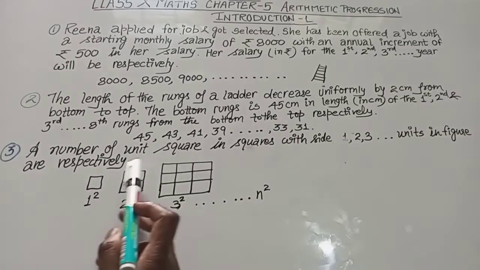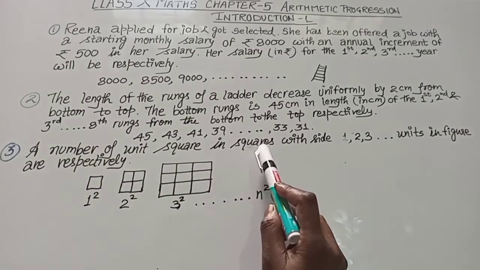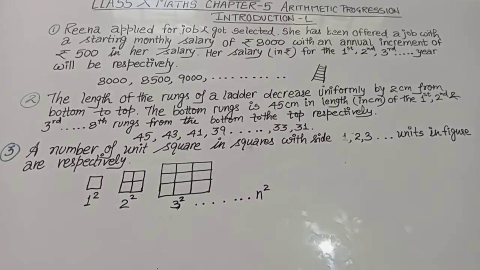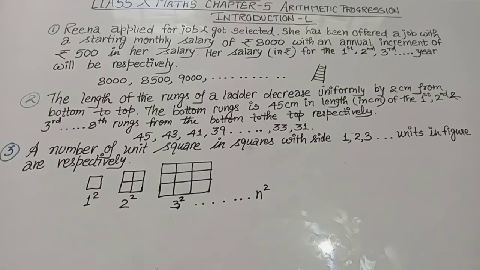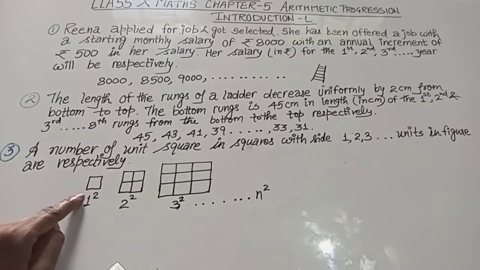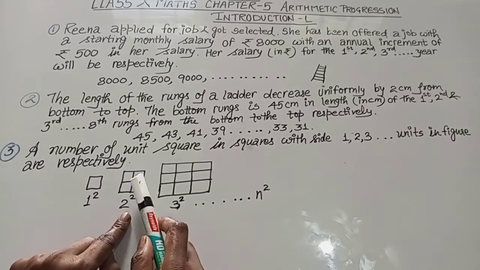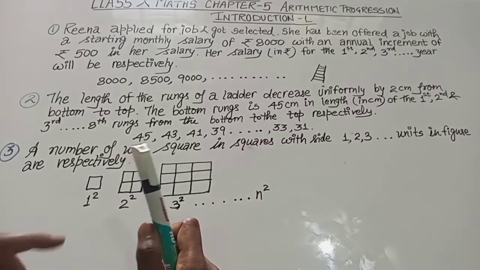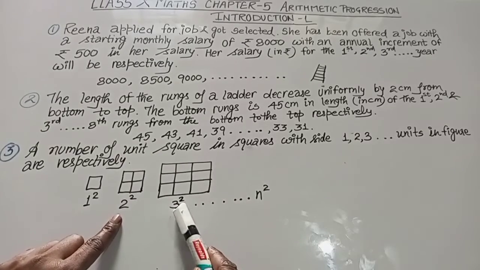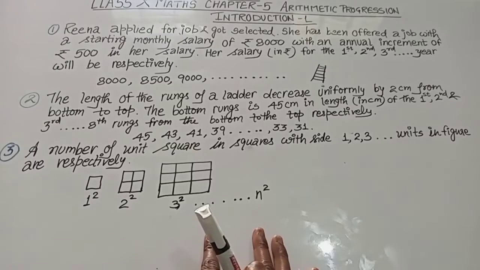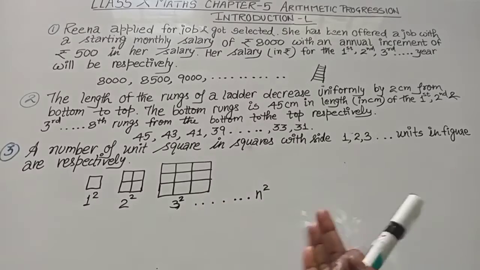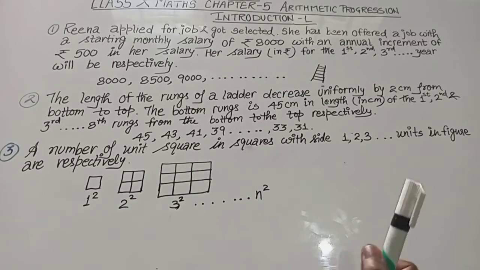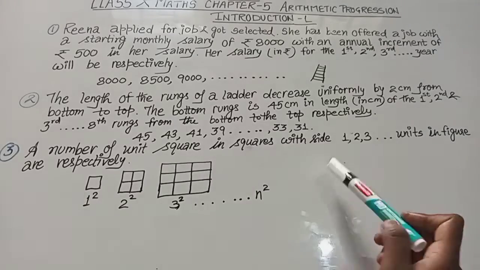Next, the number of unit squares in a square with side 1 centimeter, 2 centimeters, and 3 centimeters. This is 1 centimeter, so the square of 1 is 1. For 2 centimeters, it is 2 squared, and for 3 centimeters, 3 squared. This is 1 squared, 2 squared, and 3 squared, up to n squared, or infinity. So this is what you have observed in these three examples.